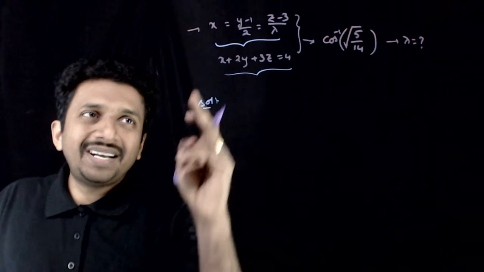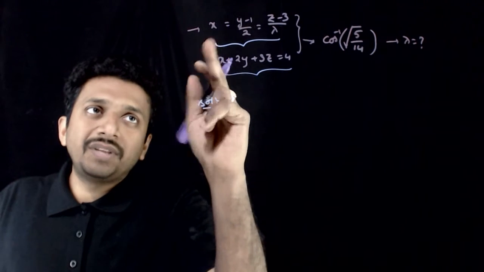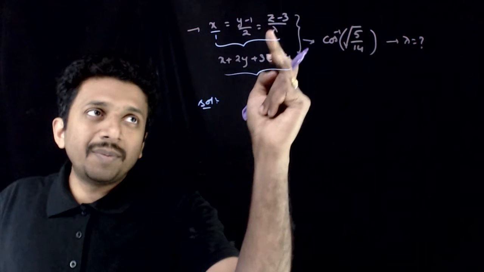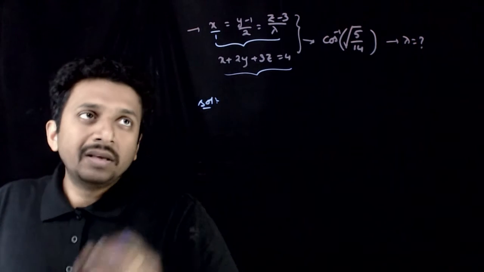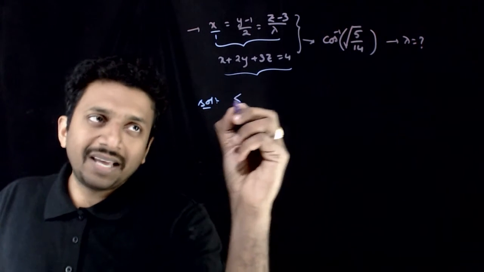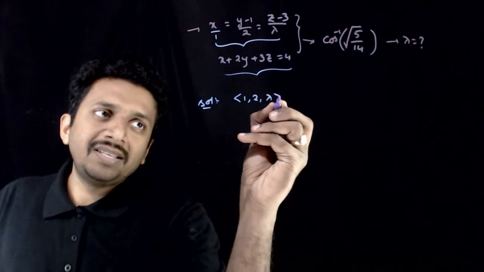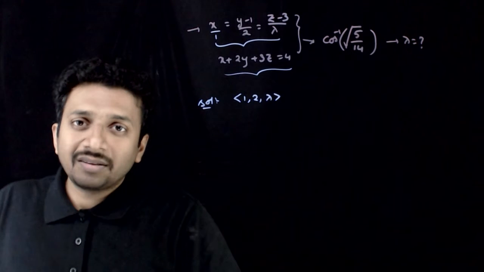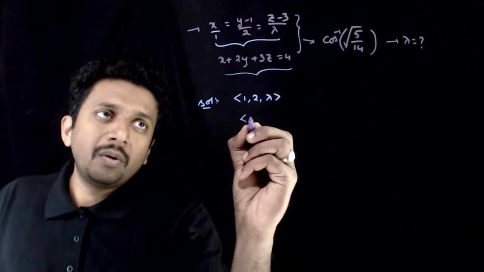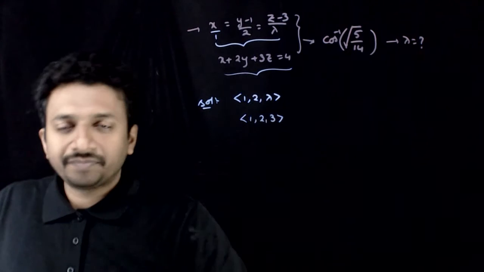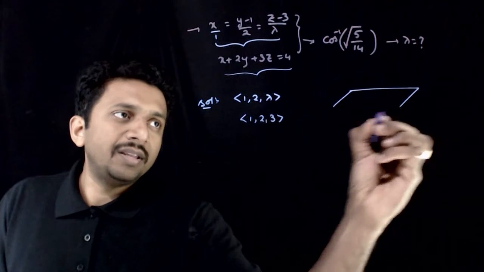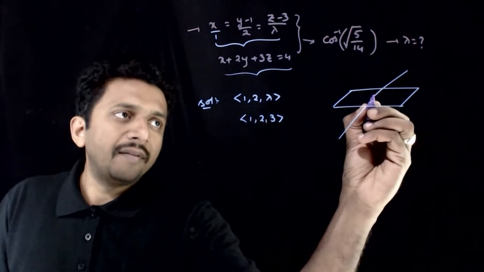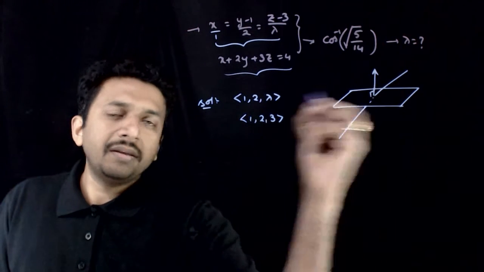So now, what is the direction of the first line? What is the direction of the given line? x by 1 is equal to y minus 1 by 2 is equal to z minus 3 by 1. So the direction of the first line is 1, 2, lambda. These are the direction ratios of the line. Now, what are the direction ratios of the normal to the plane? 1, 2, 3. So you have the plane, you have the line, you have the normal to the plane.